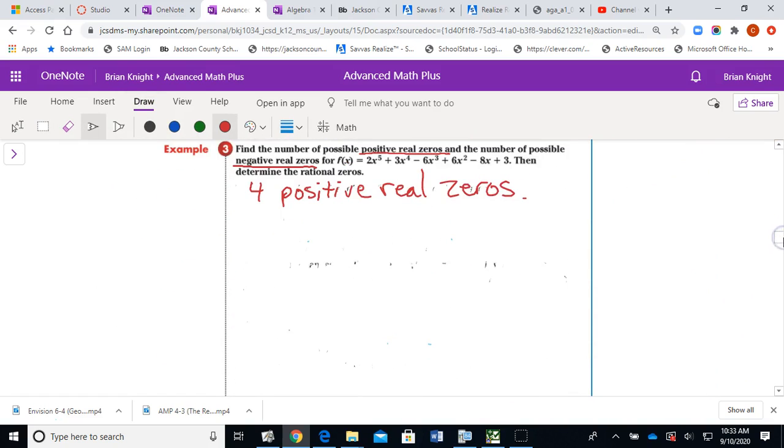There it is. So there could be 4 or 2 or 0 positive real zeros. To do the negative real zeros, you do the same thing, but you plug in negative x first.